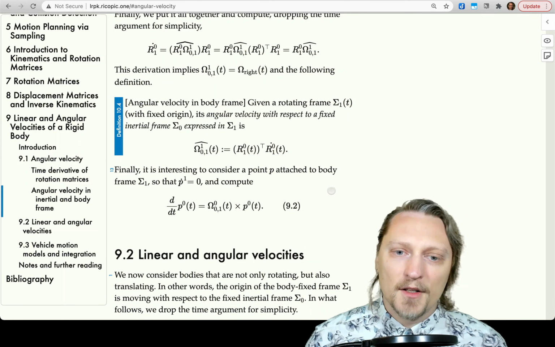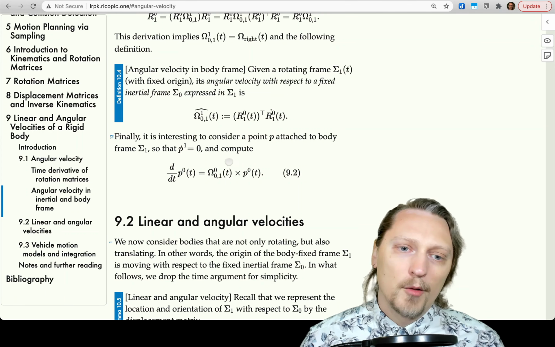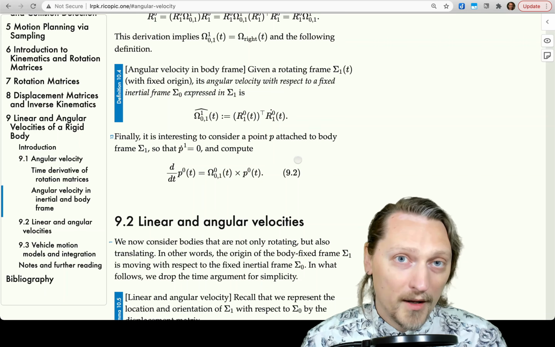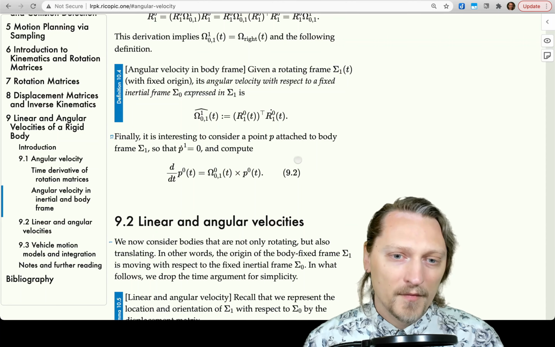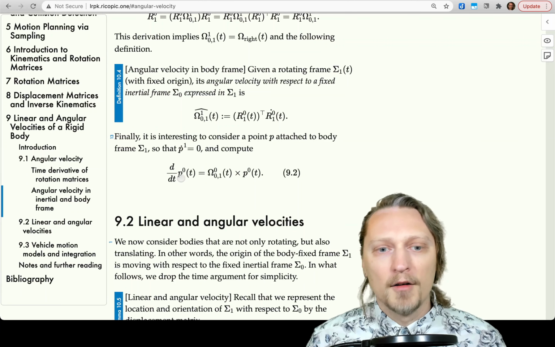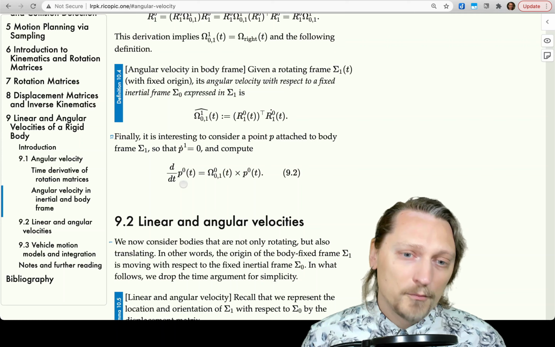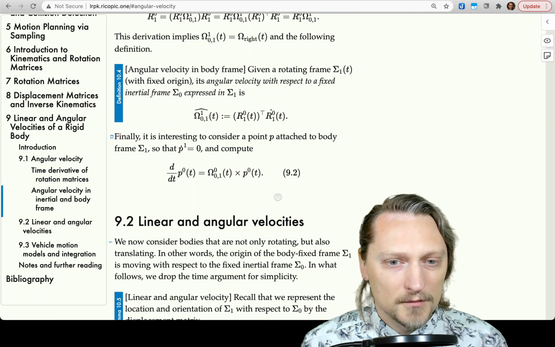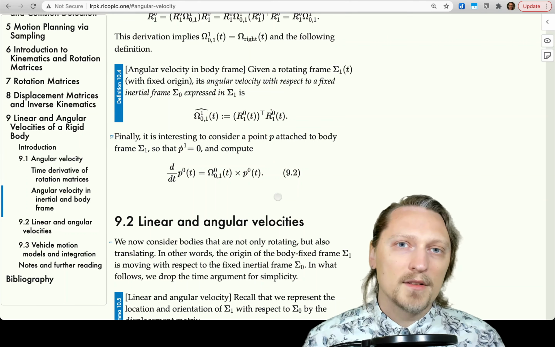Finally, it is interesting to consider a point P attached to the body frame sigma 1, like we did previously, so that p1 dot is equal to 0. So in the body fixed reference frame, that point isn't moving because it's fixed relative to that frame. It is, say, a point on the rigid body. We can compute the time derivative of p0, the same point but expressed in the 0 reference frame in which it is not fixed, and we have omega 0,1,0 cross p0. This is the traditional expression for the velocity of a point using the angular velocity and a position vector.